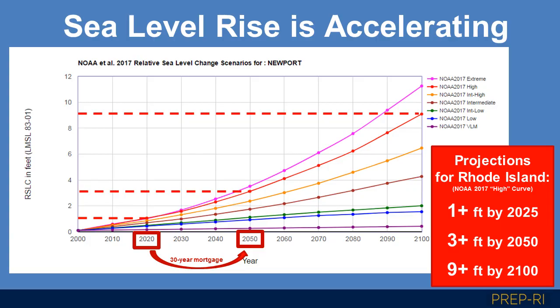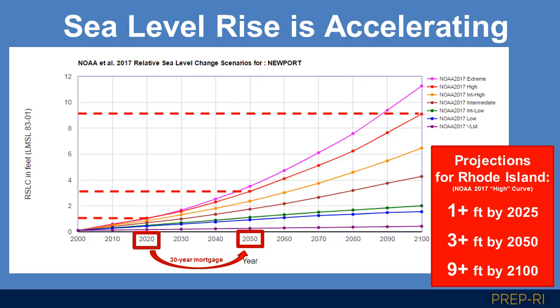The Newport tide gauge shows that there has been about 10 inches of sea level rise since 1930. The curves you see here reflect new data released in 2017 by the National Oceanic and Atmospheric Administration, or NOAA, for projected future trends. The CRMC has adopted NOAA's high curve into Rhode Island's coastal policy. With the new estimates, Rhode Island is now planning for 1 foot of sea level rise by 2025, 3 feet by 2050, and over 9 feet of sea level rise by 2100.